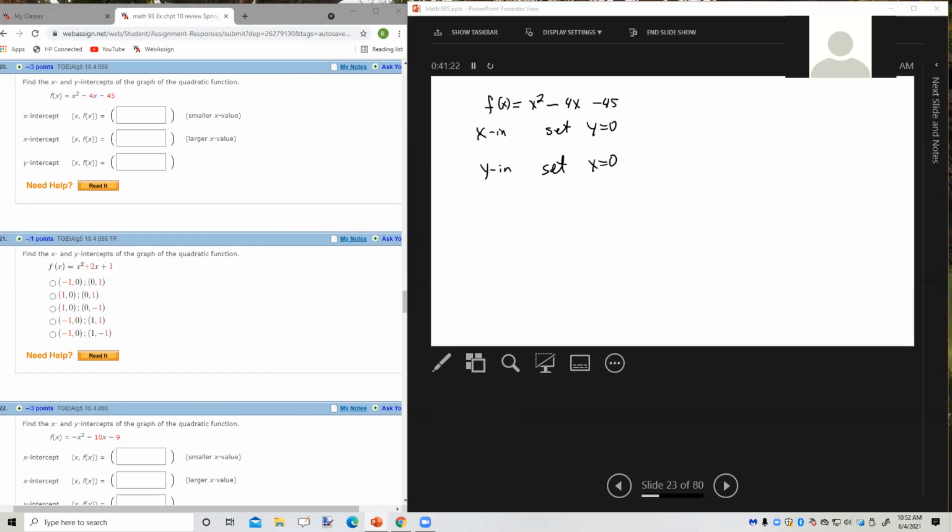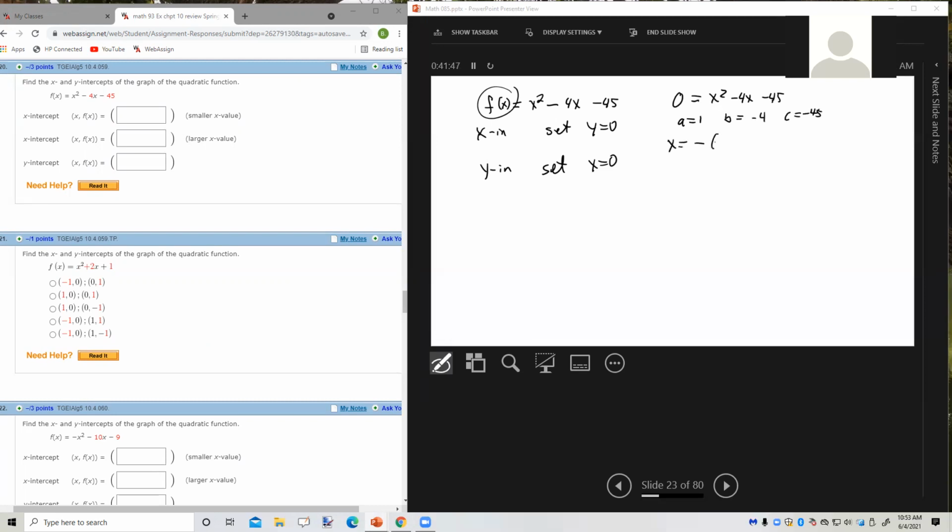Okay, so to find x-intercepts, we're going to set y equal to 0. We call that y, so we get 0 equals x squared minus 4x minus 45. Well, to solve that, I'm going to use the quadratic formula. It's in standard form, set equal to 0. So a is 1, b is -4, and c is -45.